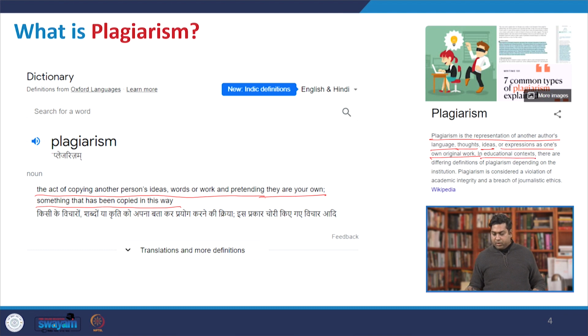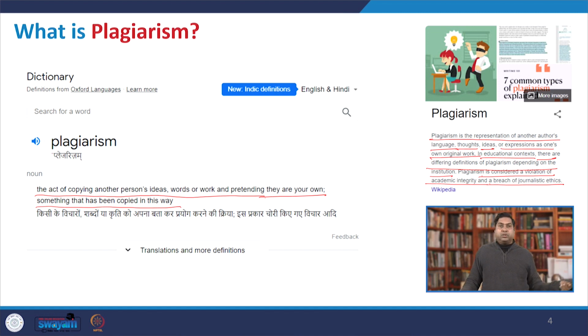In an educational context, there are differing definitions of plagiarism depending on the institution. Plagiarism is considered a violation of academic integrity and a breach of journalistic ethics.